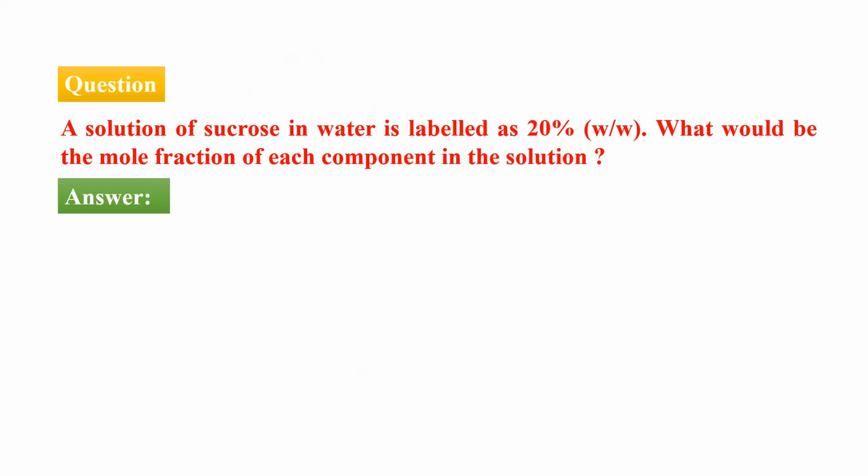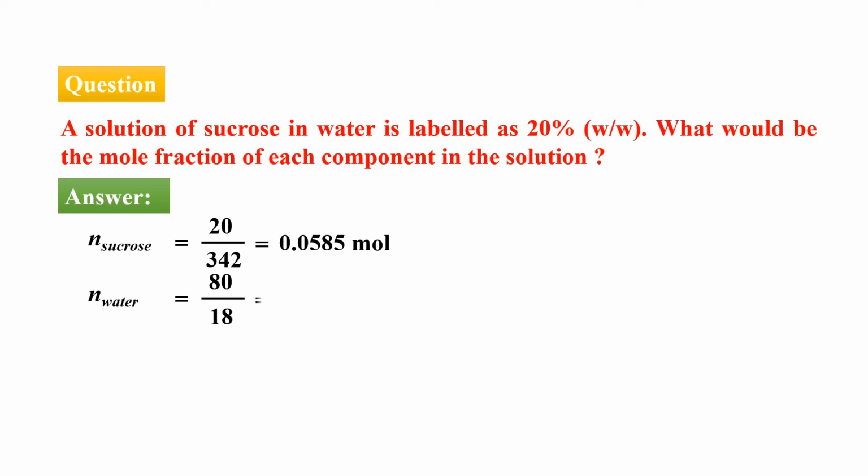Now what you need to calculate here? The molar mass of water will be 18. Now we need to calculate the number of moles of sucrose, that means the weight of sucrose 20 over the molecular weight of sucrose 342. You are going to get 0.0585 moles here. Next, the number of moles of water is equal to 80 by 18, which is 4.45 moles.